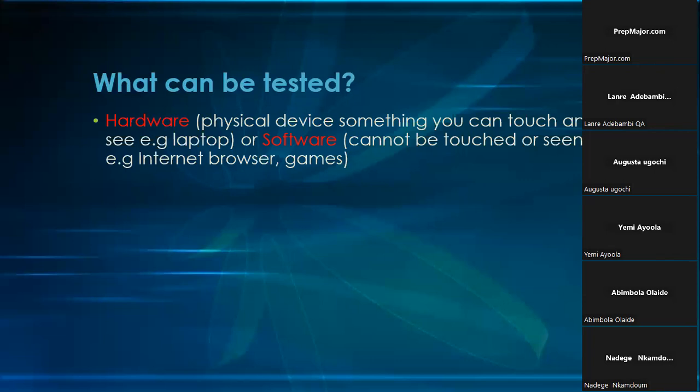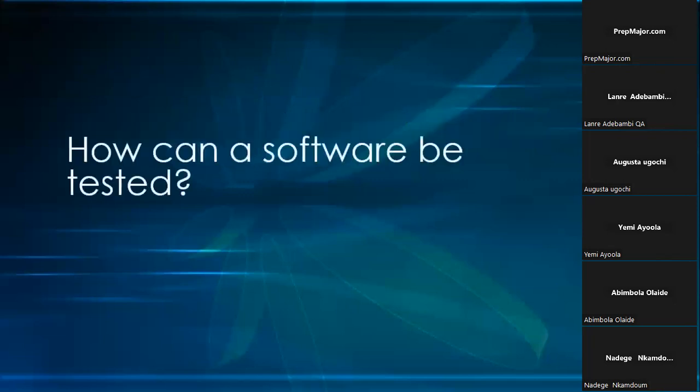Then software cannot be touched or seen. For example, the internet that you are using to connect now to listen to me, you can't see it. You just know something will come up, there are things behind it. So two things, hardware and software, are what can be tested. Testing is just the activity to show that something is working as expected. So let's go to the how.